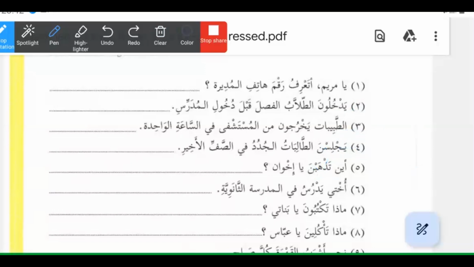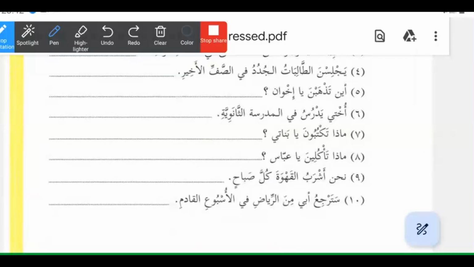Now coming on to the next. Ukhti yadrusu fil madrasati ath-thanawiya. Ukhti, my sister, studies in the thanawiya, in the middle school. So ukhti is a third person female, and yadrusu will not come with her. It will come as tadrusu, because yadrusu comes with a male third person. It will be tadrusu.